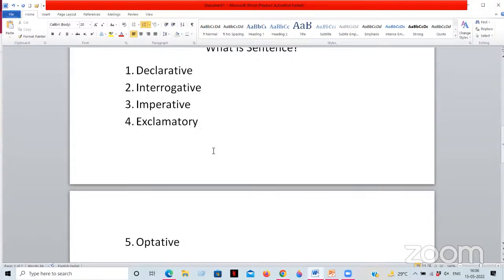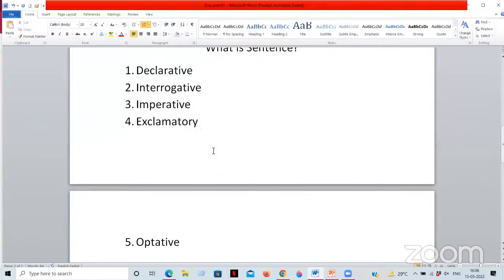And the last one is the exclamatory sentence. This is very easy. When you exclaim something, looking at something very astonishing, or something full of sadness, you use some exclamatory words like hurrah, bravo, ouch, and so many others. Such kinds of sentences are called exclamatory sentences.